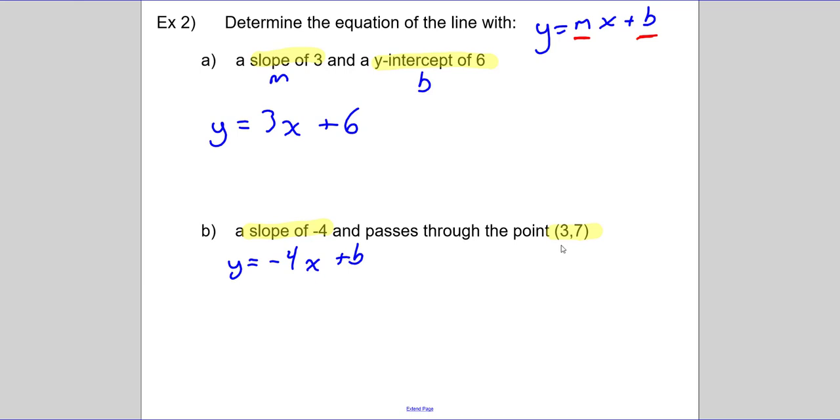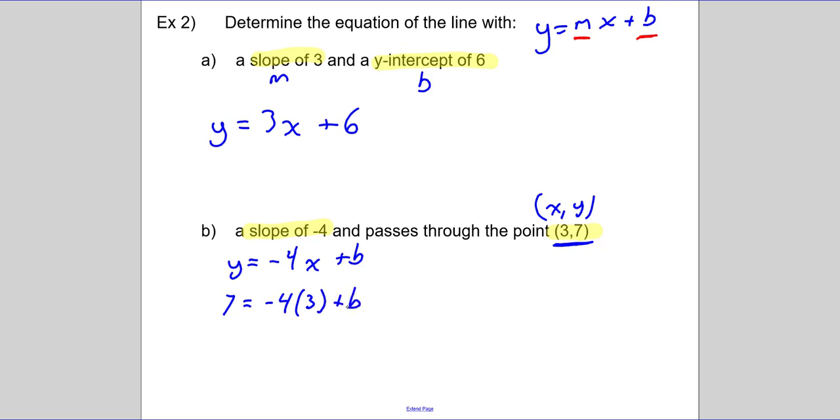So now the question becomes, well, how do I figure out what that b value is? Well, obviously I must have given you this point for a reason. Remember what a point is. We always write a point as x, y. So what I've given you here are xy coordinates, and those xy values I can plug in my equation. So we can see my x value is 3 and my y value is 7. So if y is 7, that's going to be equal to -4 times x, which is 3, plus b.